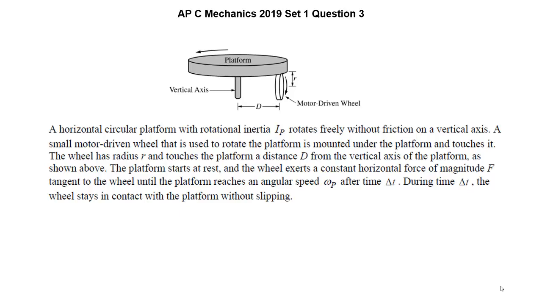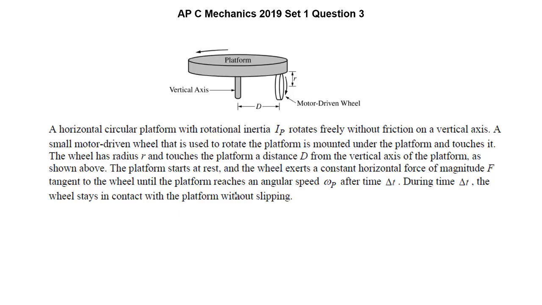So take a look at the description of what's going on here, and note a couple of important things. We've got this motor-driven wheel here, which is turning. It's touching the platform at a distance d from the axis of rotation. The platform has a rotational inertia, which we're calling I sub p. Wheel has a radius little r. And then here's something important. Platform starts at rest. Wheel exerts a constant horizontal force of magnitude F, tangent to the wheel.